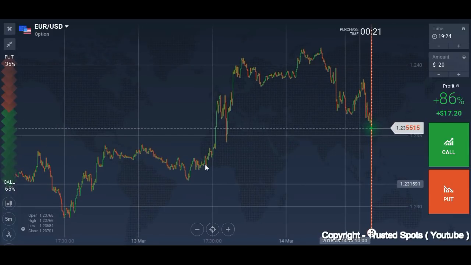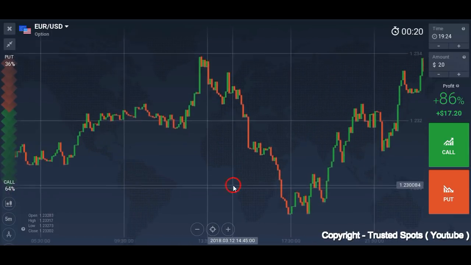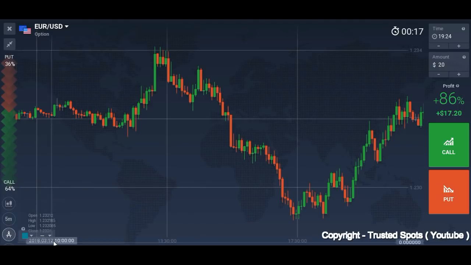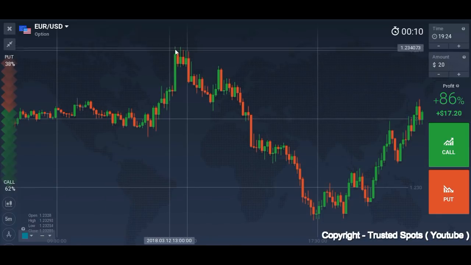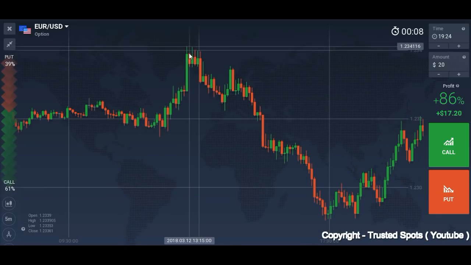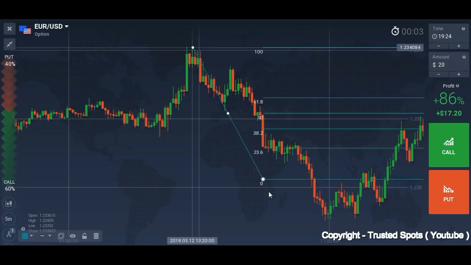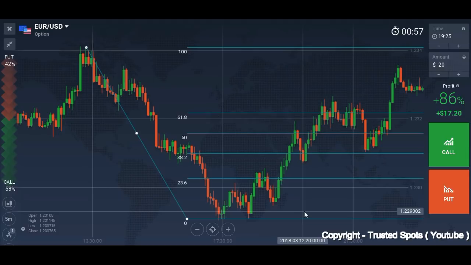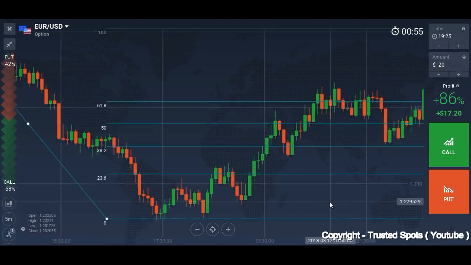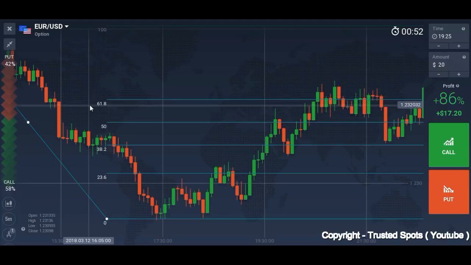Now let's talk about the important levels. First I will draw the levels again, then I will explain the three most important levels in Fibonacci. Okay, what's the mistake? Okay, now it's done. As you can see, I have drawn our Fibonacci levels. Now the three most important levels are 61.8, 50, 38.2. These are the most important levels which will give you reversal as well as trend reversal.